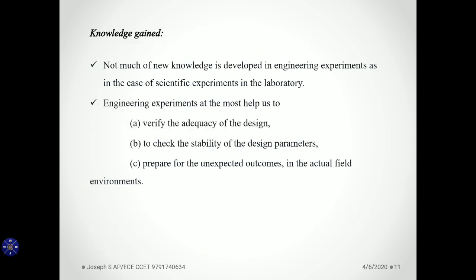Not much new knowledge is developed in an engineering experiment, as the case may be. Engineering experiments are most helpful in verifying the adequacy of the design, checking the stability of design parameters, and preparing for unexpected outcomes in the actual field environment. So engineering experimentation will not produce any new knowledge, but it affirms that we are right about the factors, while a scientific experiment will gain new knowledge. If any unexpected result is obtained in the project, it is sent for scientific experiment. So this is the process of knowledge gain.